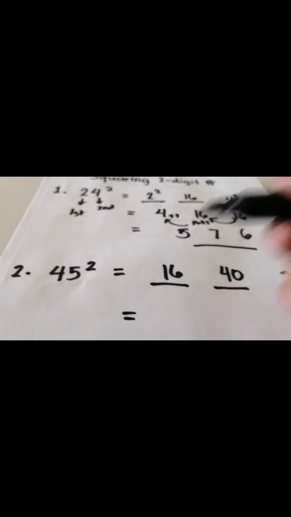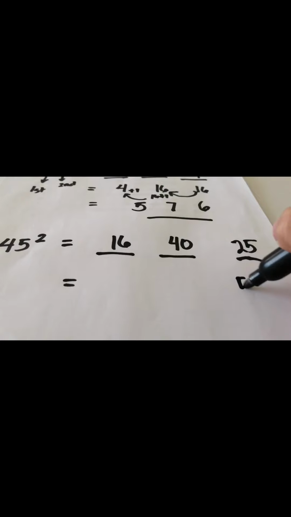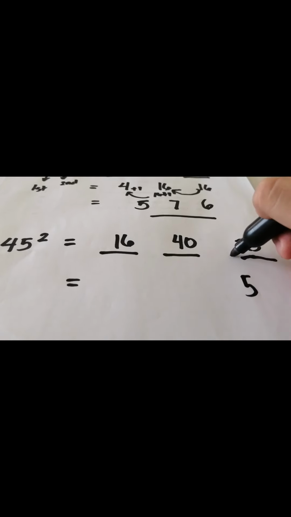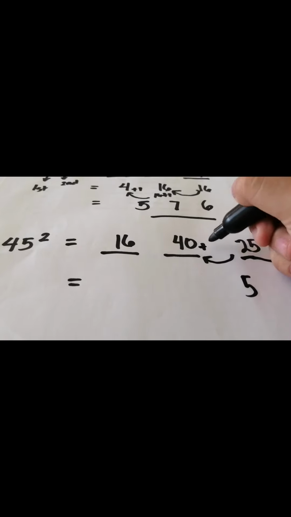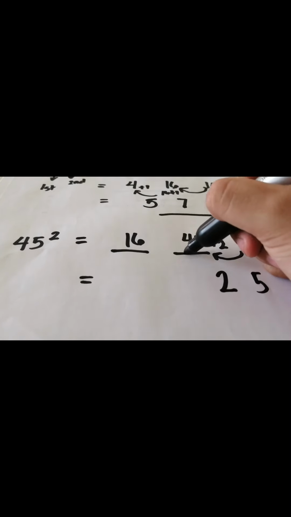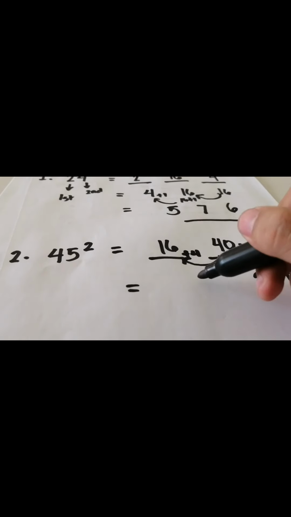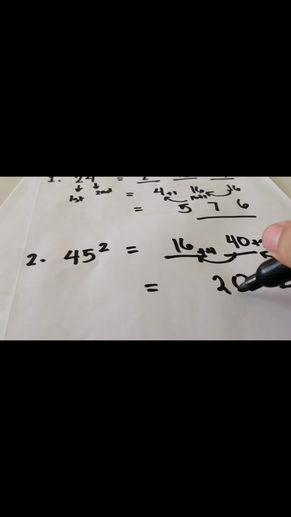Okay, let's finalize our answer. Let's start with the last number, so we have 5. Then this 2 will be carried over to the second, so it becomes plus 2. So 40 plus 2 is 42. The 2 is brought down, and the 4 is carried over to the next space. So it becomes 16 plus 4, which is 20. So we write 20. So 45 squared is equal to 2025.